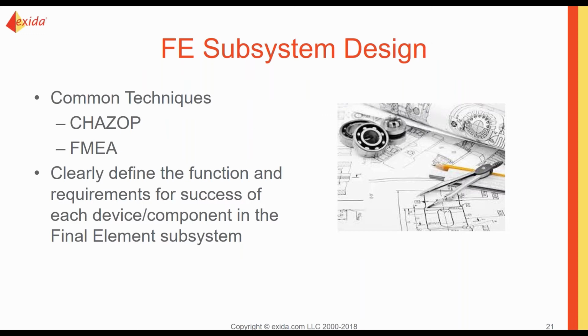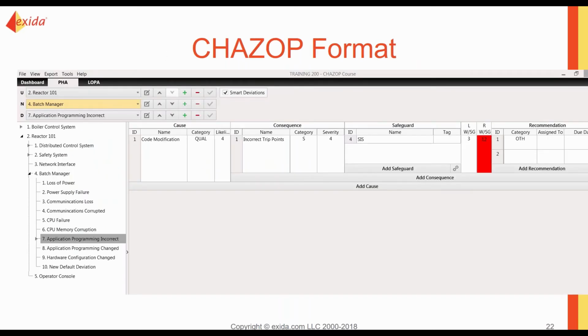Let's look at final element subsystem design. The purpose of that is to understand what all the parts within that final element are doing and what their roles are. So two common techniques are CHAZOP or FMEDA. We want to clearly define the functions and requirements for each device or component within the final element subsystem. Really, CHAZOP is a general term for control system hazard and operability study. You could say that an FMEDA is a sub-technique of that, but we'll talk about them differently just for a section.